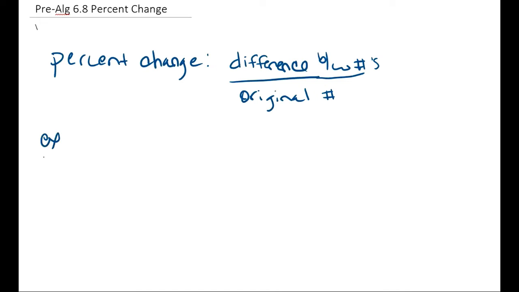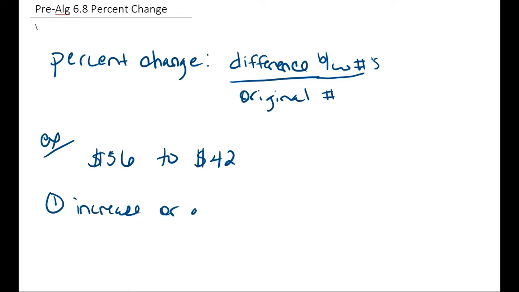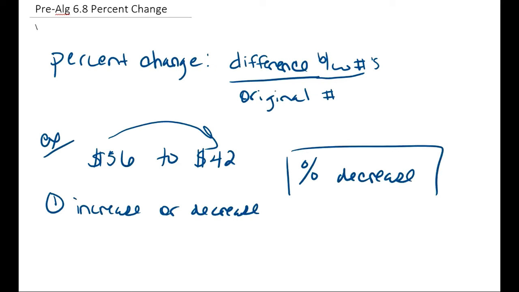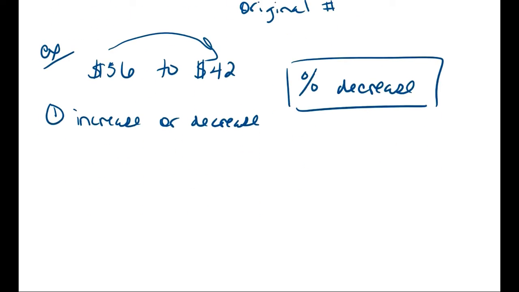So let's jump right in here. What if we had something that cost $56 and then the cost changed down to $42? Well, the first question I want to ask is, is this a percent increase or decrease? And very simple, just look, the number got smaller. Since the number got smaller, then it is a percent decrease. Okay, that's the first part. And then the second part is, what is the percent change?